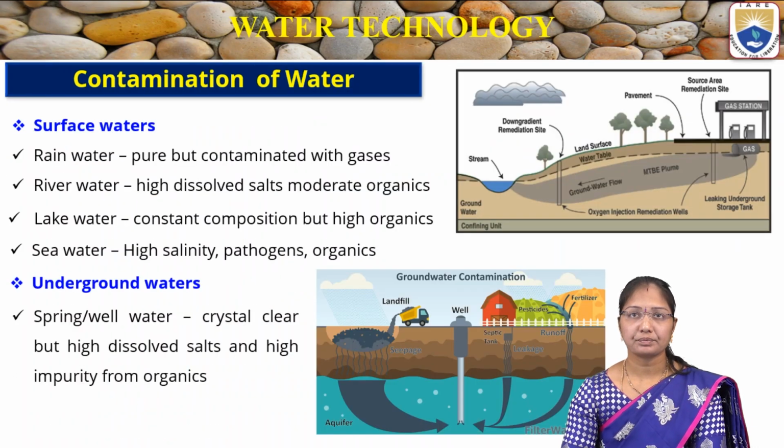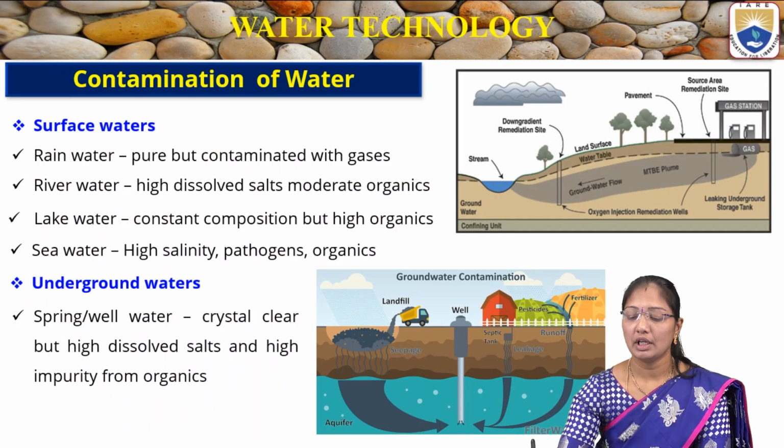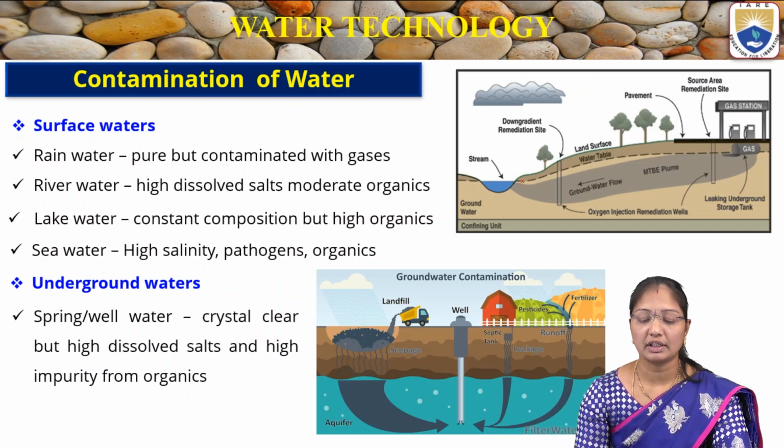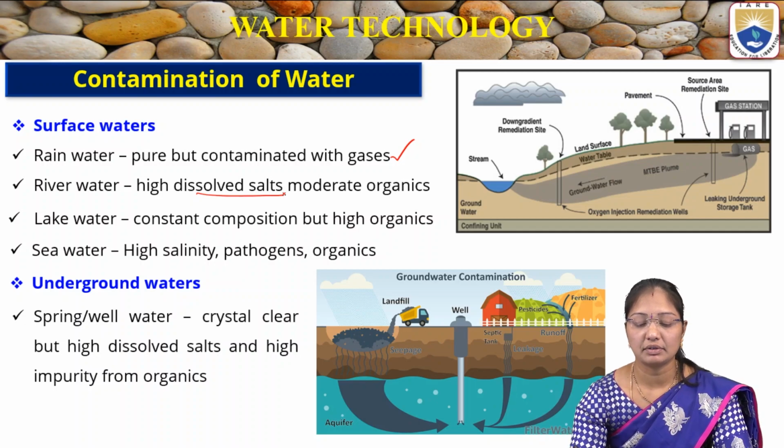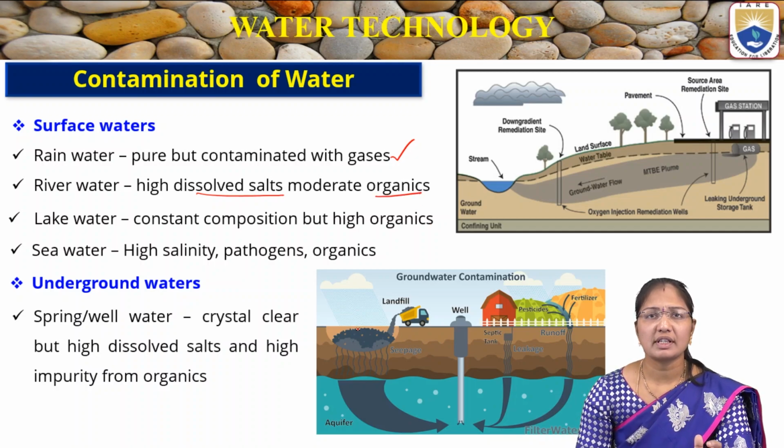So here the contamination of water occurs through this process. For surface waters, rainwater is actually pure, but when entering from the atmosphere into the water bodies, it gets contaminated and mixed with a lot of gases present in the atmosphere. River water will generally have high dissolved salts with moderate organics. And lake water, due to the constant stagnant water, has constant composition of salts but high organics.